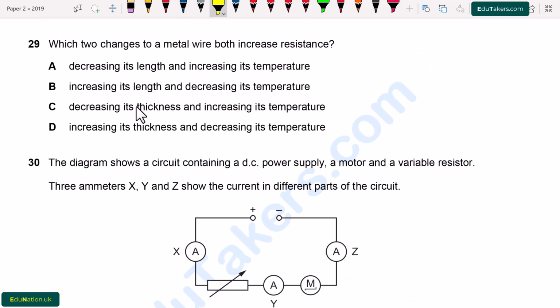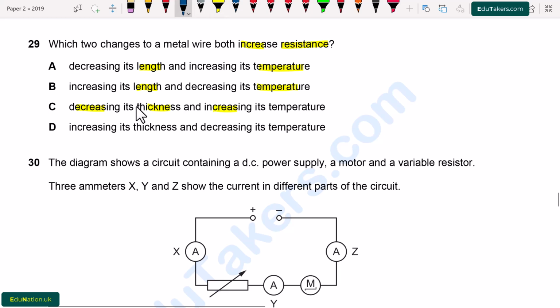Question number 29. Which two changes to a metal wire both increase resistance? Here we have to increase the resistance. Option A. Decreasing its length and increasing its temperature. B. Increasing its length and decreasing its temperature. C. Decreasing its thickness and increasing its temperature. D. Increasing its thickness and decreasing its temperature.